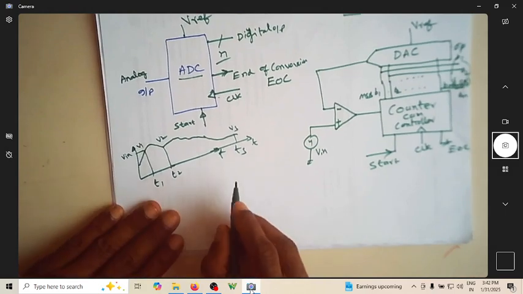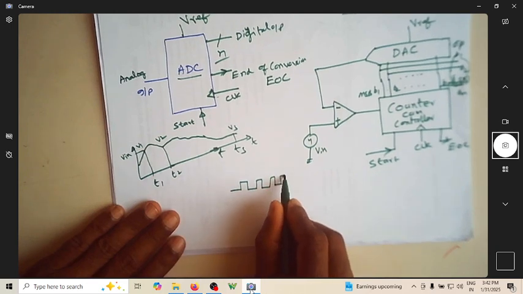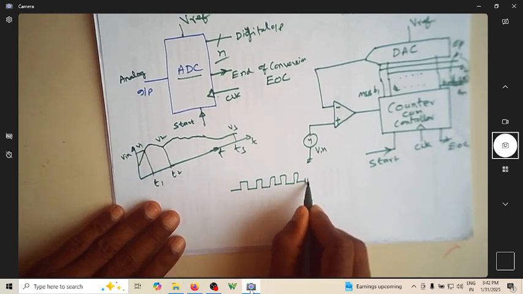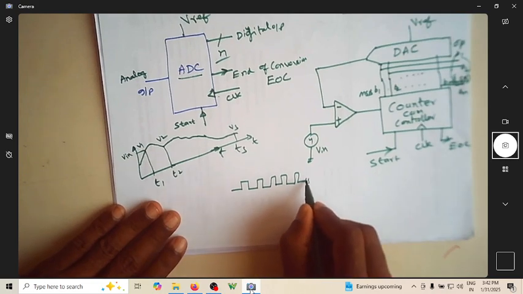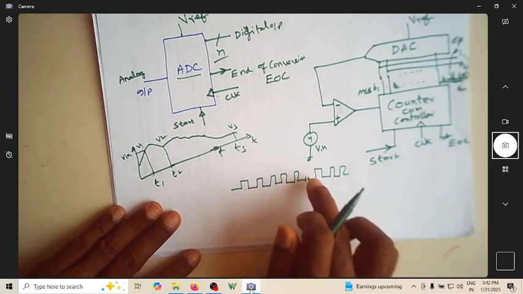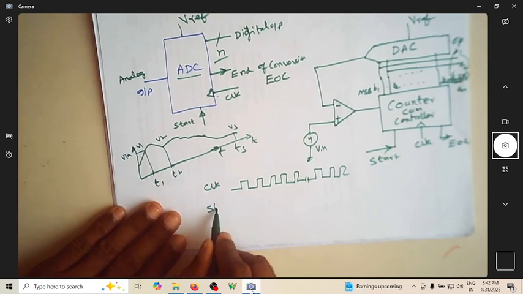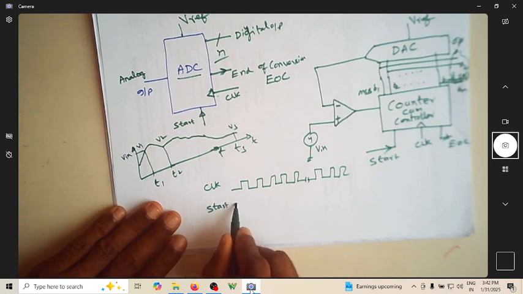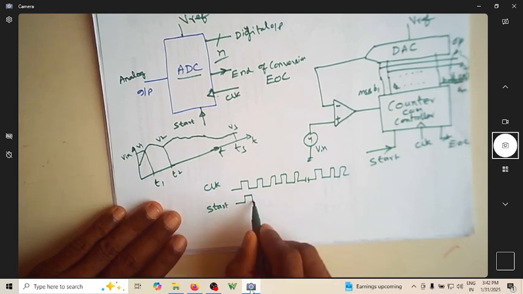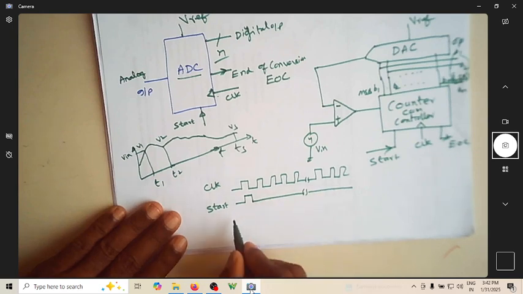For that, what is required is a continuous clock. Instead of writing hundreds of clock pulses, let me just break this clock somewhere here. This break indicates that in between I have a lot of cycles. This is my clock. This is start. So I will give a start pulse. Once I give the start pulse, there are so many cycles, and then the end of conversion is okay.